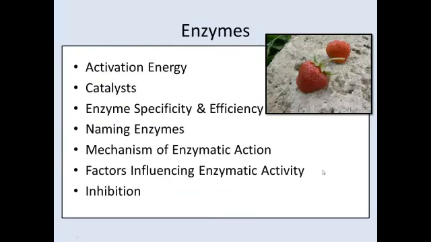Now we're going to talk about how enzymes help in this catabolic-anabolic process. First off, we're going to talk about activation energy. We're going to talk about what a catalyst is. We're going to talk about enzyme specificity and efficiency. We're going to go through that part really fast, as well as going through the naming of enzymes really fast. We're going to talk about the mechanism of enzymatic function, factors influencing enzymatic activity, and inhibition.